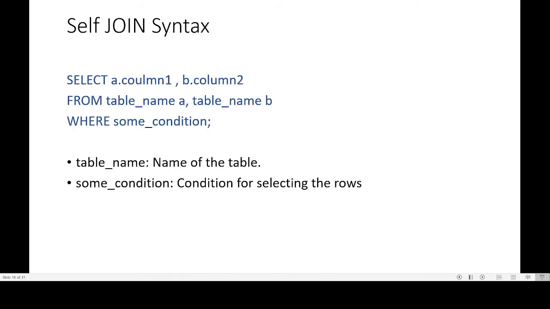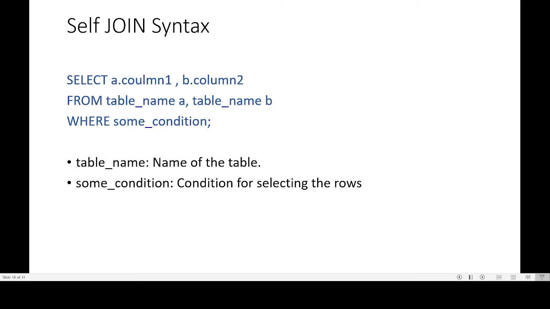So the syntax is like this. Here the syntax is slightly different. Just see here: select A dot column 1, comma, B dot column 2. What are this A and B? Basically, we have a table. So from here I have given the table name, which is the name of the table.